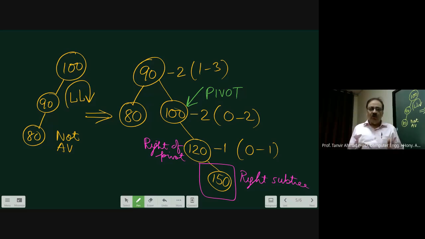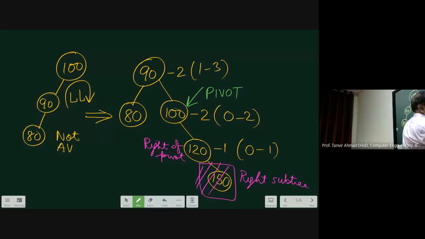Because there are two nodes which are having a balance factor of -2. One is 100 and one is 90. But the node which is nearest to the new node will become the pivot. Since 100 is near to 90, 100 becomes the pivot. Now, the original tree was only having 90, 80, 100 and 120, and you have inserted this node right now.